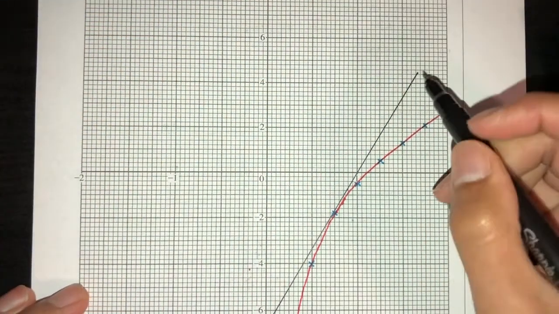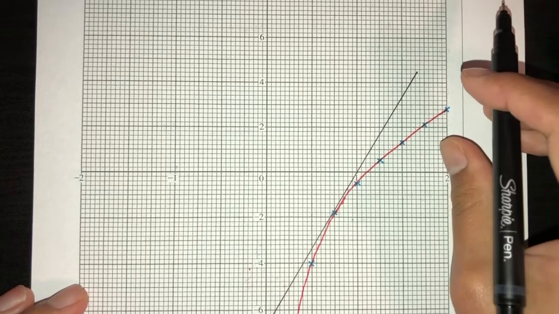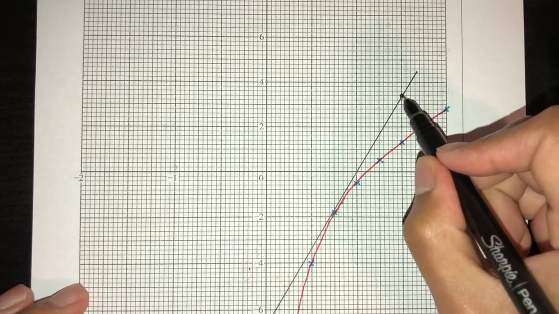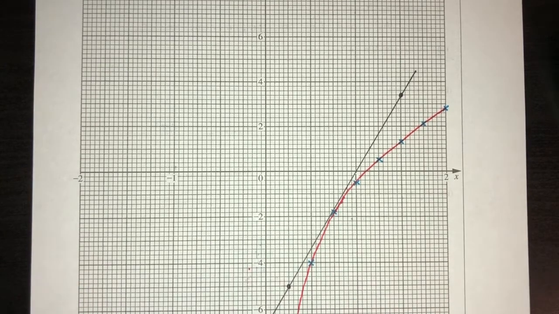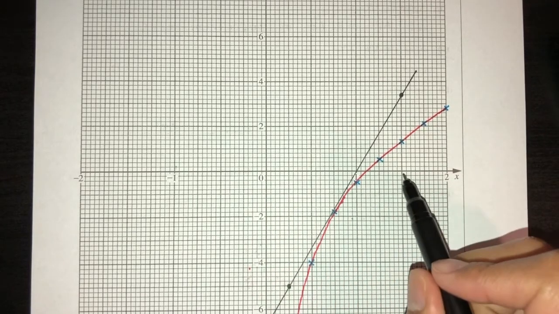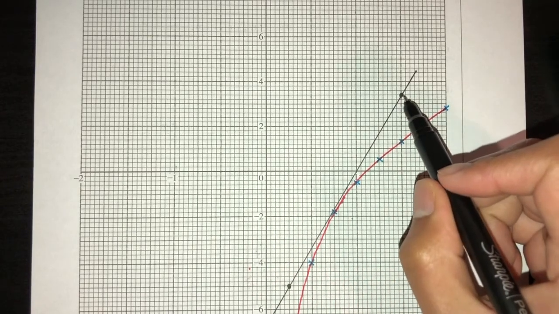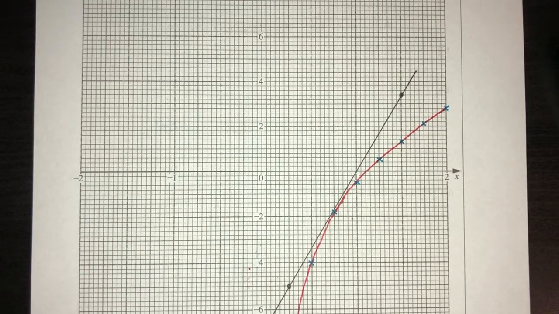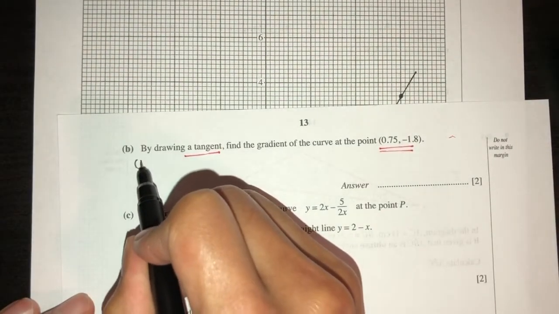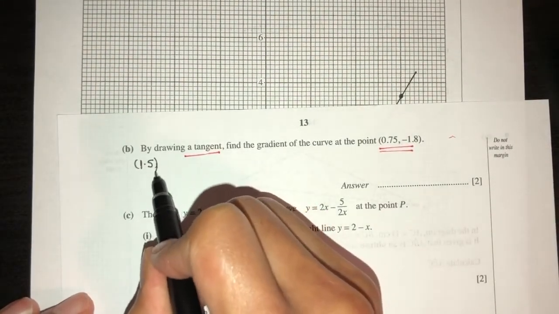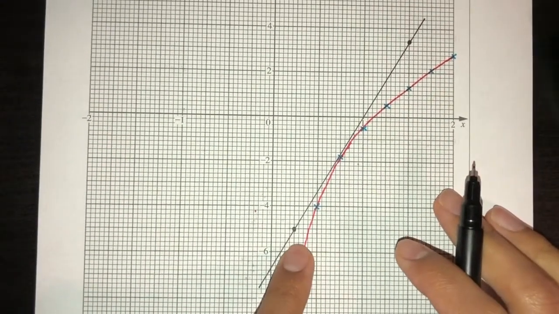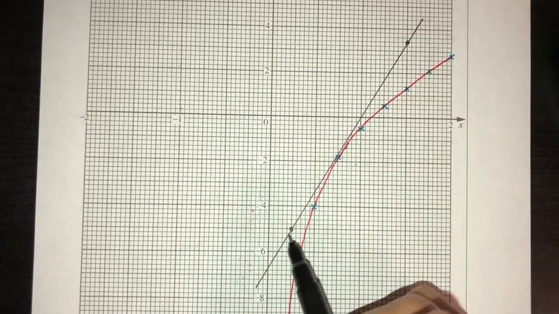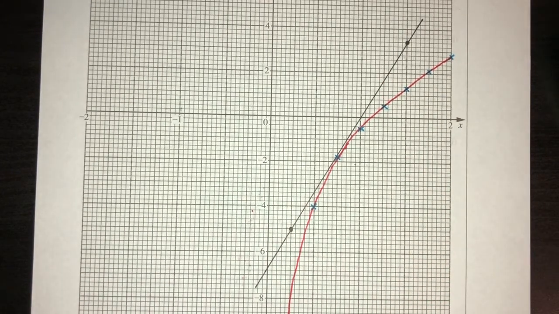Okay, so let's find a point above. I'll choose this point, and let's choose a point below. I'll choose this point. So the first point here is 1.5. That will be 3.4. So the first point is 1.5 and 3.4. And then the second point here is what? This one is 0.25 and then minus 4.5.